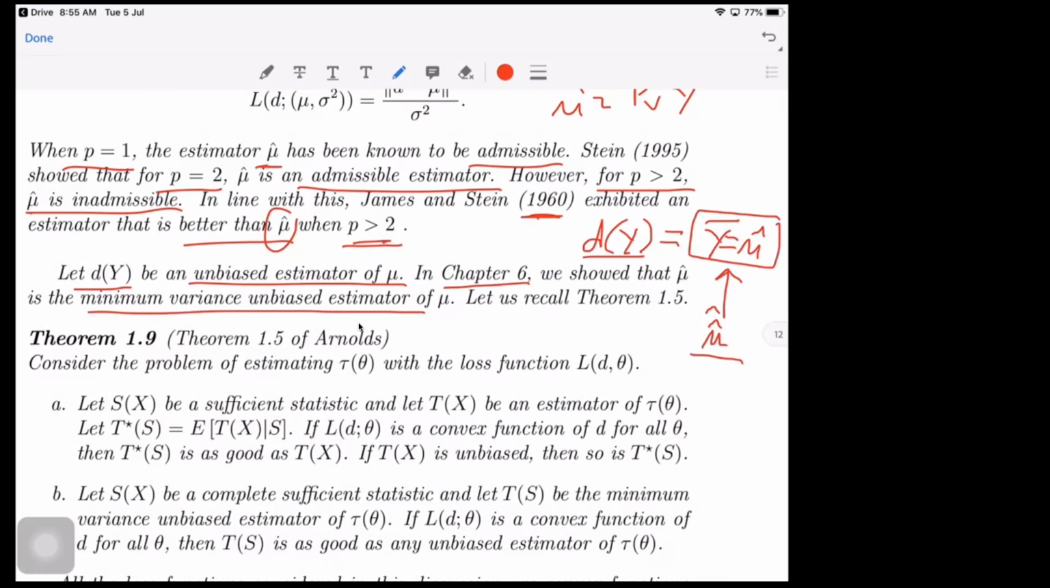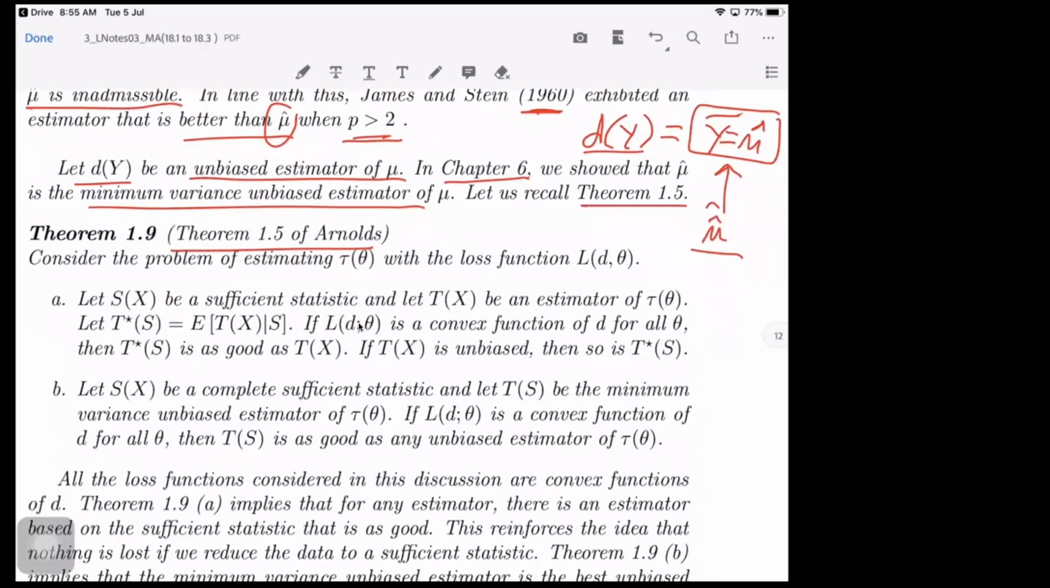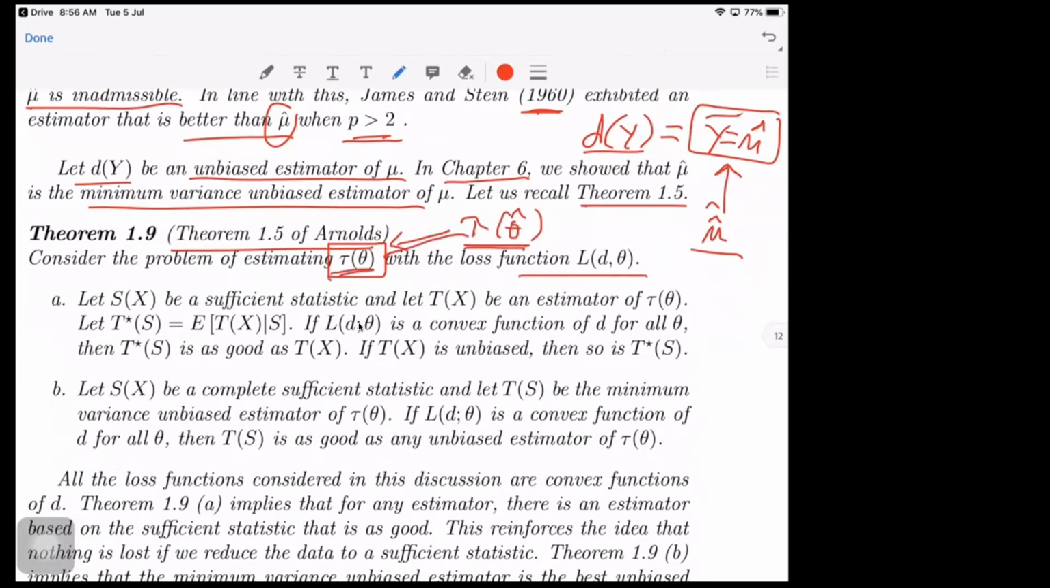To be able to prove the next theorems, we need to recall theorem 1.5 of Arnold's, which is in chapter 1. So suppose we are estimating tau of theta. We are looking for tau of theta hat. These are estimators to estimate a function of theta with a given loss function d and theta.